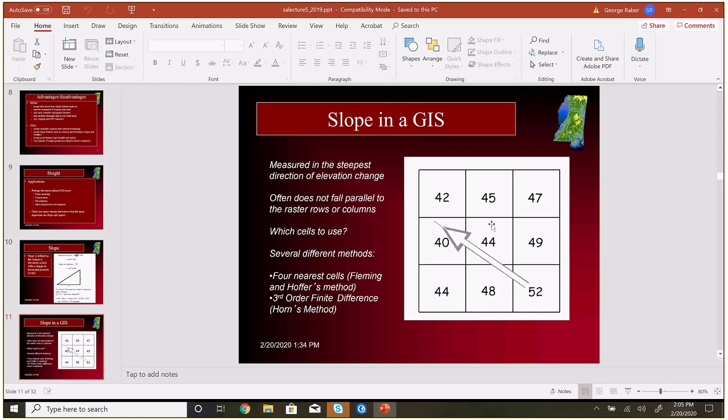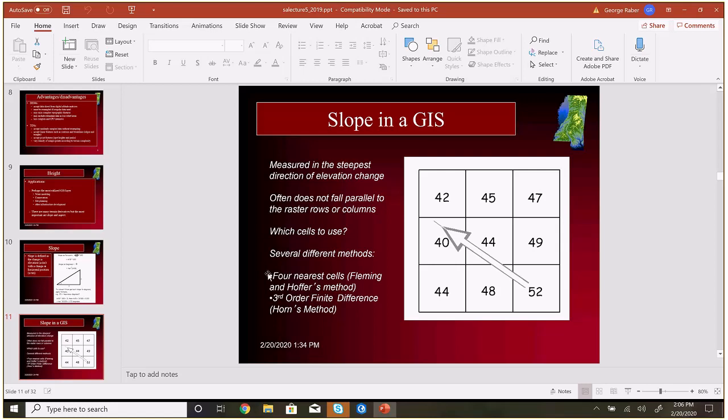Because if we only have the value for just that cell, 44, I have no idea how much it's changing. Let's look at the neighbors and see how much it's changing at that location. So one of the first questions to ask ourselves is, which cells do we use if we want to calculate slope, to find out how much it's changing? There are several different methods. There are two methods that are most commonly adopted in different GIS software packages.